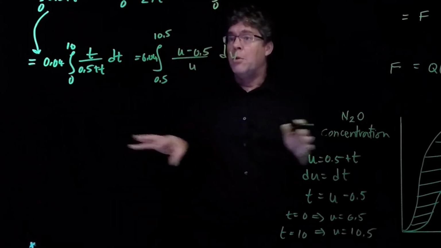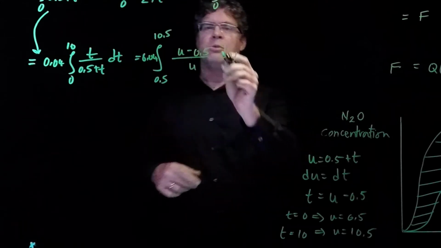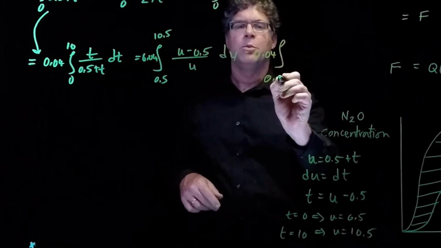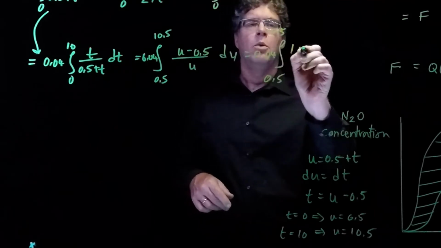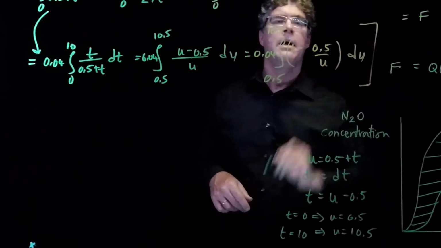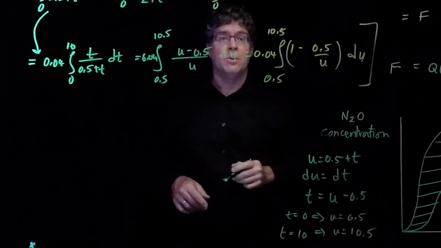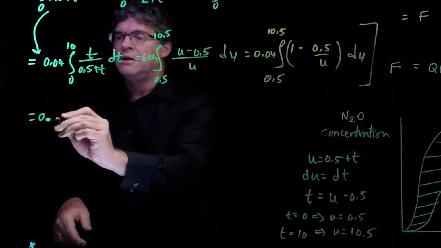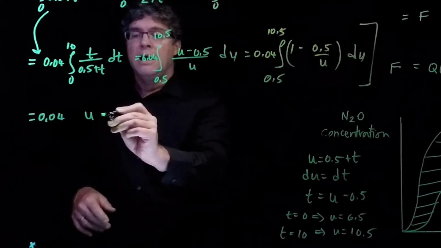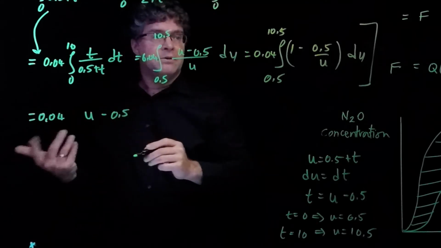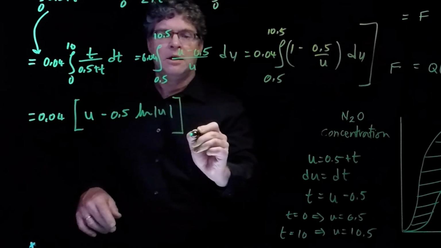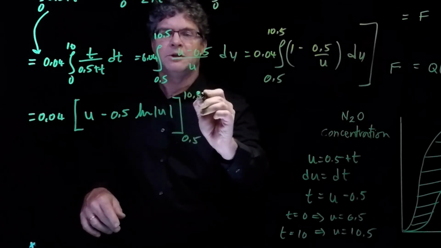And so you can see we're almost at a point where we can integrate this, but what we want to do is break this into two terms. And so this is going to be 0.04 integral from 0.5 to 10.5, 1 minus 0.5 over u du. And so now we can integrate term-wise. And so we'll continue on the next line here, 0.04. And the antiderivative of 1 is simply u. And then we can subtract off the antiderivative of 1 over u, which is a log of the absolute value of u. And now this is evaluated between u is equal to 0.5 and u is equal to 10.5.